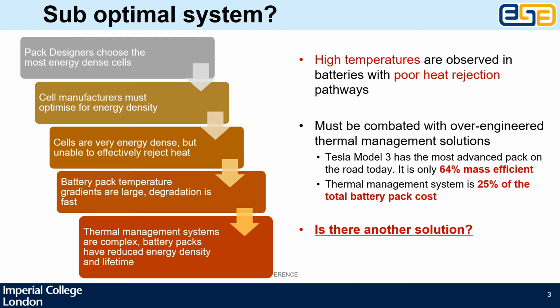Battery pack designers attempt to combat the problem with over-engineered thermal management solutions. They are heavy and demand lots of power. Only 64% of the Tesla Model 3 battery pack is lithium-ion cells. Thermal management system makes up most of the remaining mass. At cell level, energy density may be optimized, but at pack level, it certainly is not.